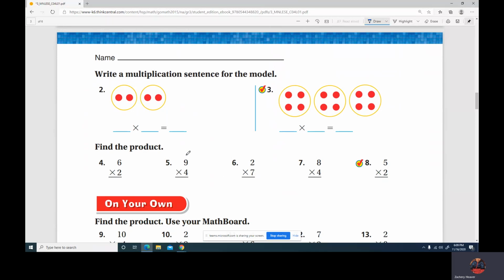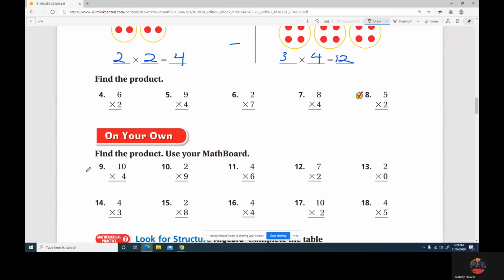Write the multiplication sentence to find the model. Number 2, we have 2 groups with 2 in it, which equals 4. Number 3, we have 3 groups with 4 in it. We count them up, 4, 8, 12. We have 12. Now we've got to find the product. 2 times 6, or skip count 6 2 times, you're going to get 12. Or you could double it. 6 plus 6. It's the same thing. 12.